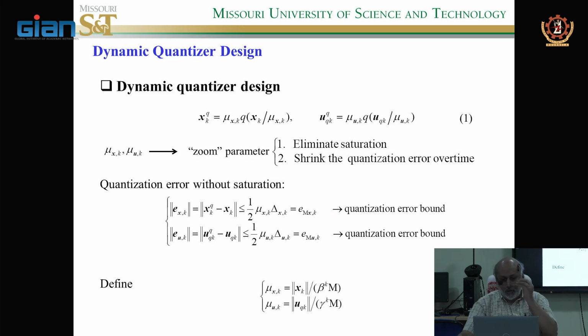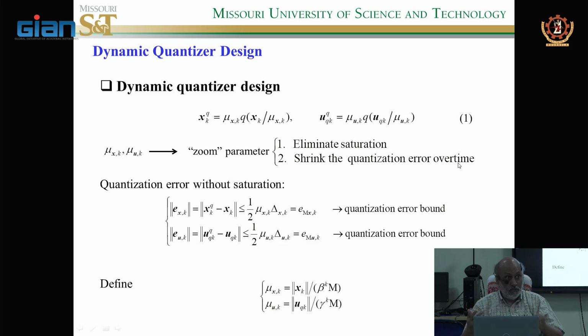And the dynamic quantizer equation is given by this. So you have two quantizers, one for the state, one for the control. So you see that mu x comma k, q of, that's the quantizer divided by this. So we adjust that mu, so mu x comma k, that's for the state, mu u comma k, those are called zoom parameters. And the purpose of the zoom parameter is to eliminate saturation, shrink the quantization error over time.